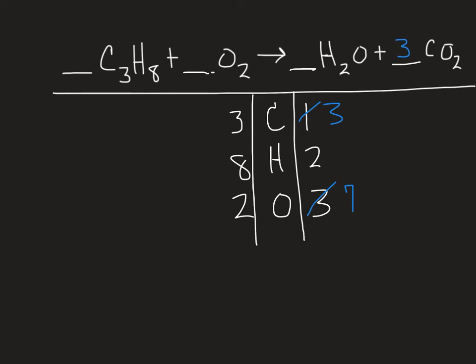Following the same idea, I'm going to balance the hydrogens by making 4 water molecules. 4 times 2 gives me 8. 4 times 1 gives me 4 oxygens for the water, plus the 6 oxygens that are already on the carbon dioxide. That gives me a total of 10 oxygens. If you're not sure how I got 10, go back, stop the video, and recount until you can figure out how I got 10. There's 4 oxygens on the water, plus 3 times 2 oxygens on the carbon dioxide, so 4 plus 6 is equal to 10. For finishing it, I'm just going to now take 5 oxygen molecules, because 5 times 2 gives me 10, which balances my whole equation.